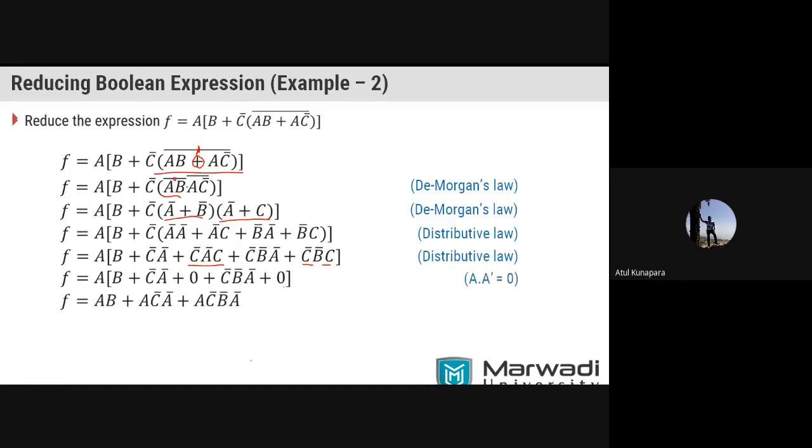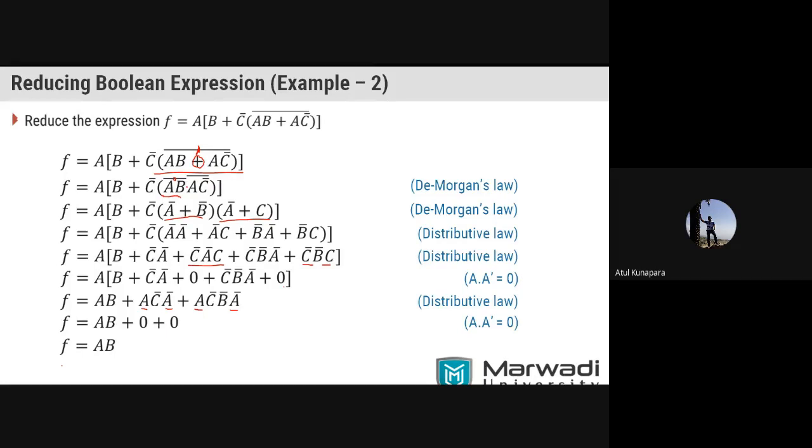Now next, here you just take A inside, so it will be AB first, then A into C bar A bar, then A into C bar B bar and A bar. Now here A and A bar, so this term is going to be 0. Here also A and A bar, so this term is also going to be 0. So you will get the last answer, that is AB plus 0 plus 0. So the final answer is AB.